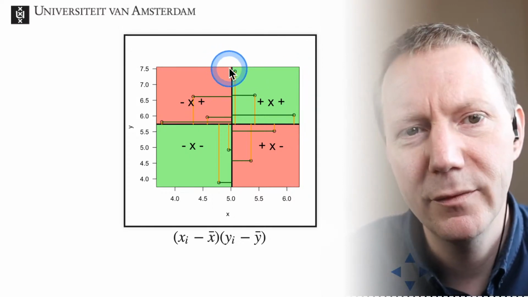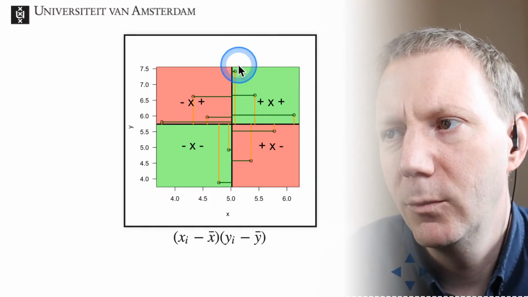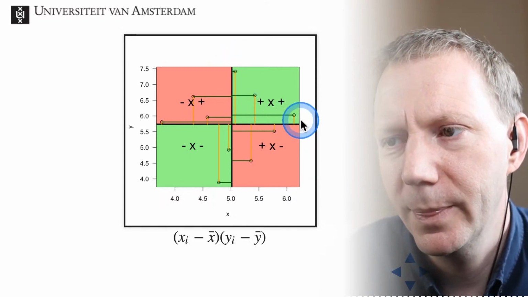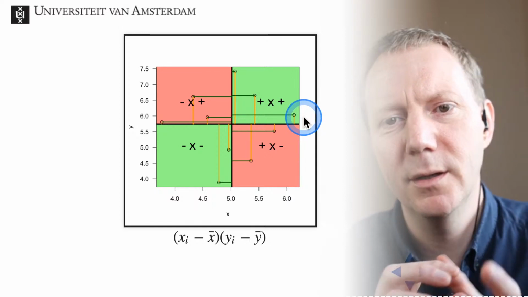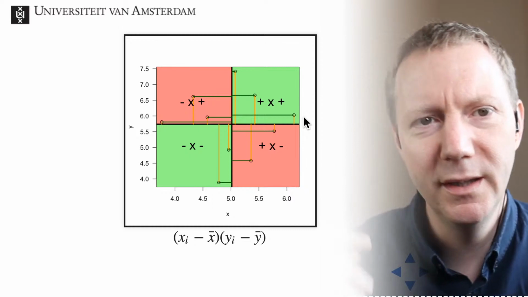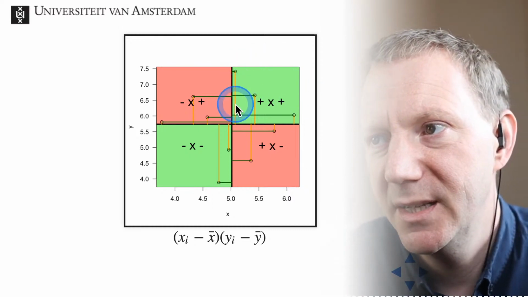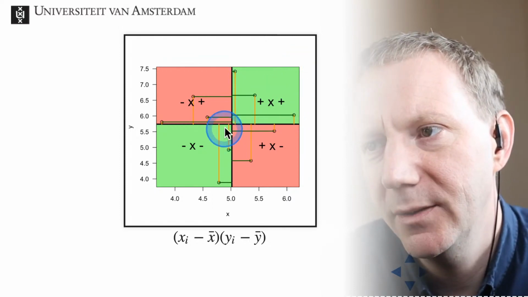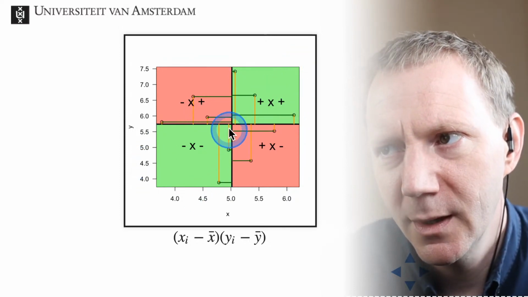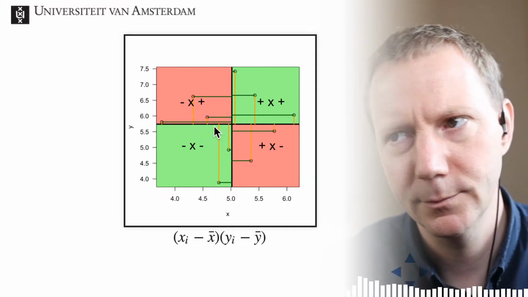So we essentially have four quadrants, of which two will, independent of the size of the value, yield a positive number. That's the top right quadrant and the bottom left. That makes sense, right? Yes.